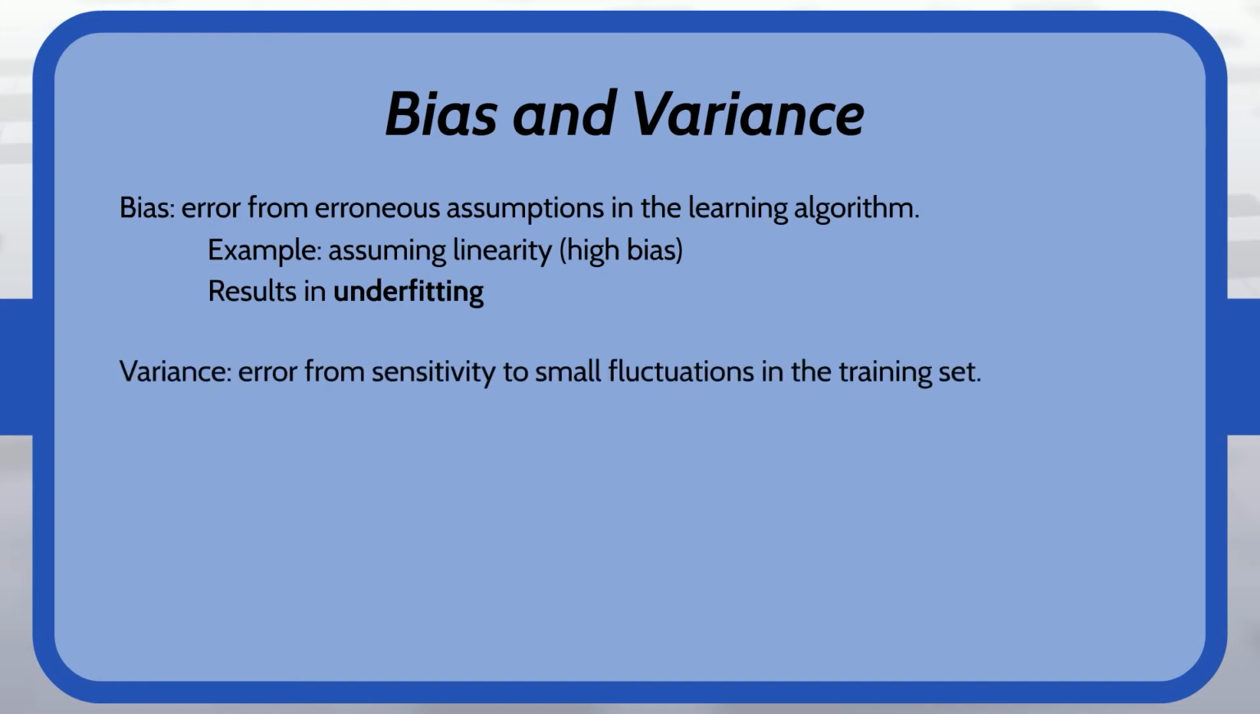On the flip side, we have variance, and this is error from sensitivity to small fluctuations in the training set. So instead of mapping the underlying trend, here we are just making our model too complex and picking up on the noise and the small fluctuations instead of the underlying trend. An example would be using a higher order polynomial than necessary. Perhaps the data is linear and we try to map it with a polynomial. This is going to give us perfect accuracy on the training set. However, it's not going to be able to predict future data because we've missed that trend.